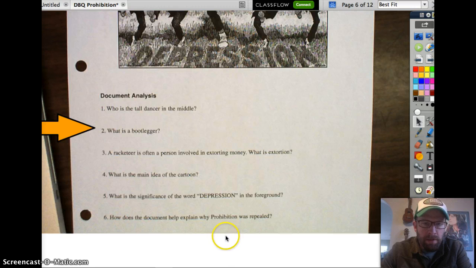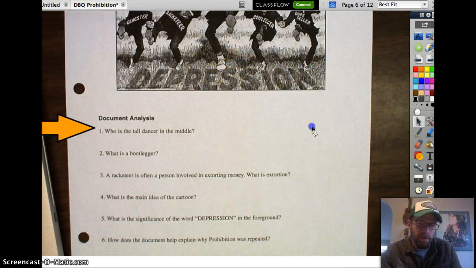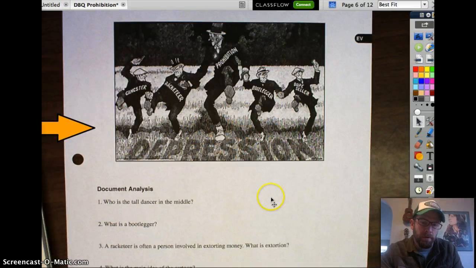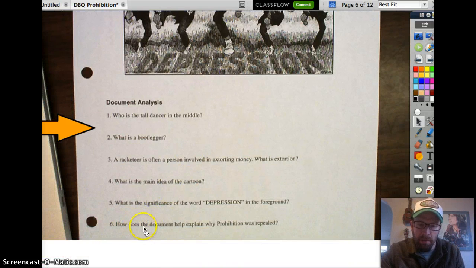All right, welcome back again. Last question, almost done. This is probably the toughest one and requires some thinking. Number six, how does the document help explain why Prohibition was repealed? This document doesn't really explain anything, it requires you to think about it. Repealed means reversed. So for about 14 years, alcohol was illegal to sell, use, and buy, and then they reversed it. Why do you think they reversed it? Based on what you're seeing here, with these guys looking pretty happy, with money in their hands and guns, how does this document help explain why prohibition was repealed?